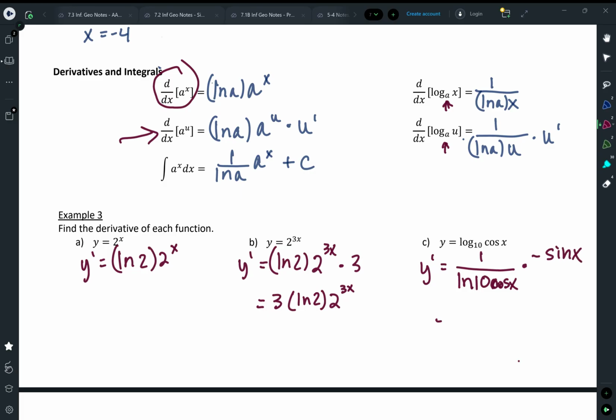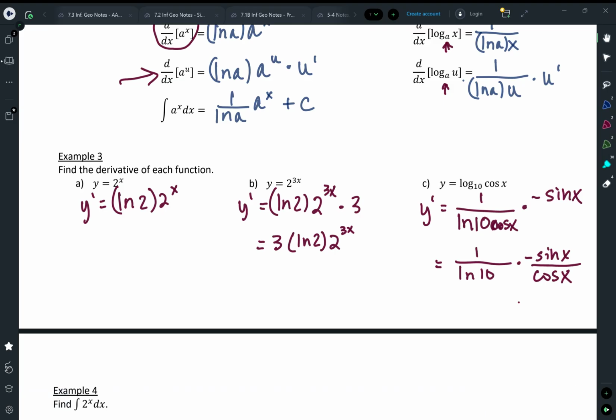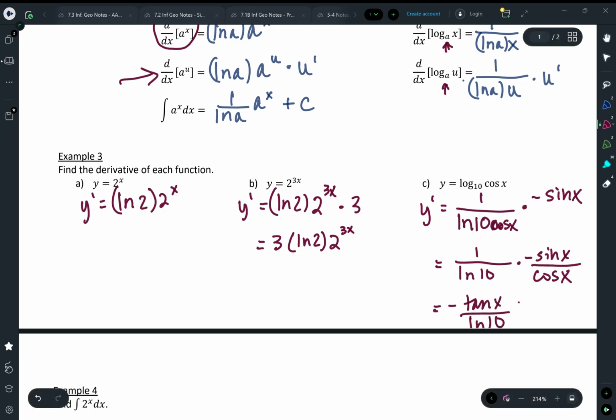There's a couple different ways we could go about simplifying this one. The best way is probably to think of this as 1 over natural log 10, and then think of this as negative sine x over cosine x, and negative sine over cosine would be negative tangent. So I can just do one more step and make this equal to negative tangent x over natural log of 10. I feel like that natural log 10 looks really weird.